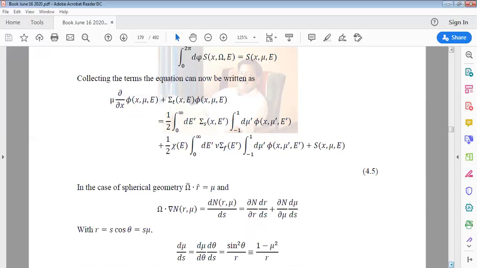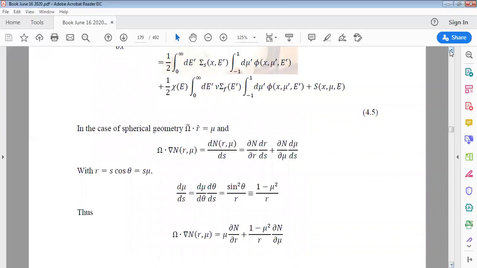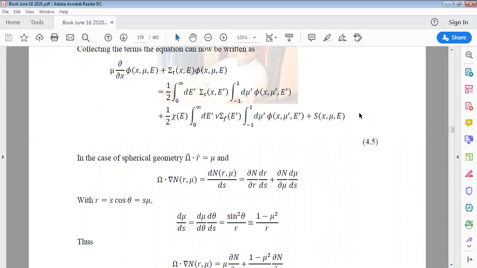So, okay, now let's look at the terms. So I'll come back to this because I'll just show you some solutions, and the usefulness of those solutions, their elegance, and what they tell us about the shape of the angular flux.